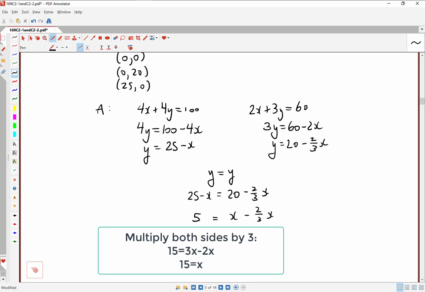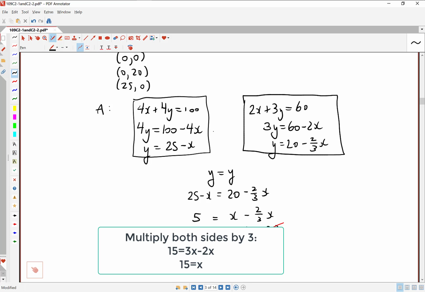We'll just multiply both sides by 3. So we got 15 equals x. Yay, so we found our x value. And then the idea is that you can plug back into either equation. Just pick any equation that looks friendly to you. I would say maybe this one here, and then we'll get our y value.